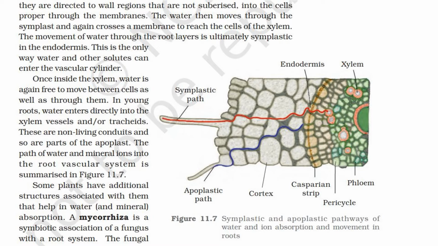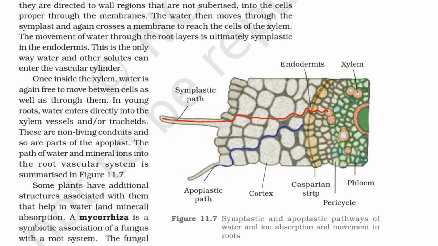The movement of water through the root layers is ultimately symplastic in the endodermis. This is the only way water and other solutes can enter the vascular cylinder. Once inside the xylem, water is again free to move between cells as well as through them. In young roots, water enters directly into the xylem vessels and/or tracheids. These are non-living conduits and so are parts of the apoplast.